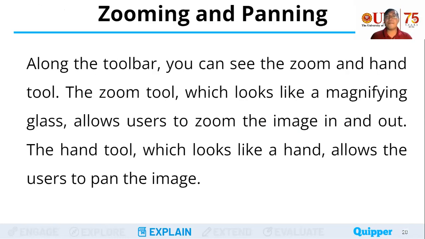So along with zooming and panning, how do we do this? Along with the toolbar, makita ninyo ang zoom and hand. Unsay timailan pag zoom, it looks like a magnifying glass. So unsay purpose niya, it allows us to zoom the image in and out. Tapos ang hand tool looks like a hand. Unsay purpose niya, it allows users to pan the image.